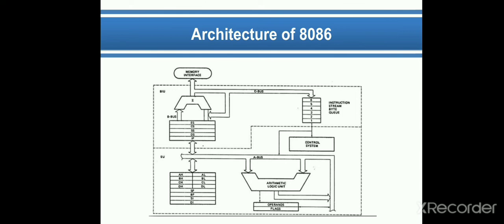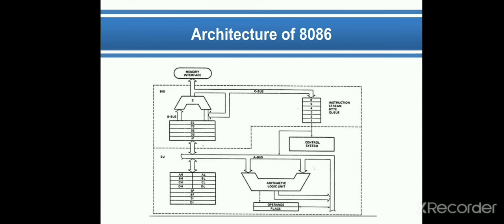Then you can see ES, CS, SS, DS, IP. These are the segment registers. ES means extra segment, CS means code segment, SS means stack segment, DS means data segment, and IP means instruction pointer, which I will explain in later slides.